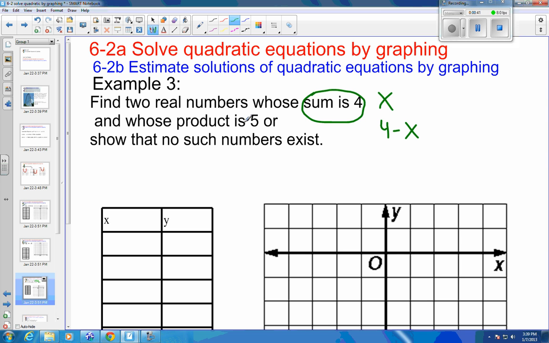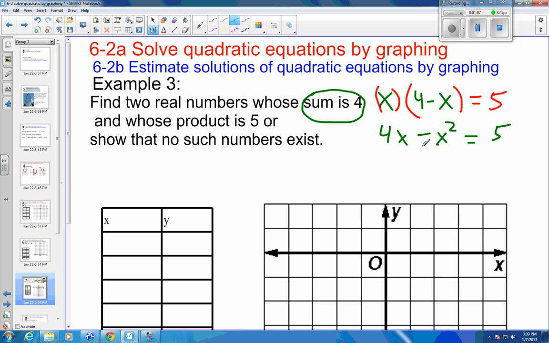And we know the product is 5. So if we take these two numbers and we multiply them, they should be equal to 5. So then we can use our distributive property. So this would be 4x. This would be minus x squared. And that's going to be equal to 5. And you can see that this is going to be a quadratic, so we just need to rearrange this.